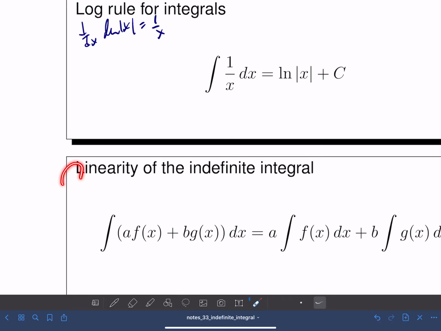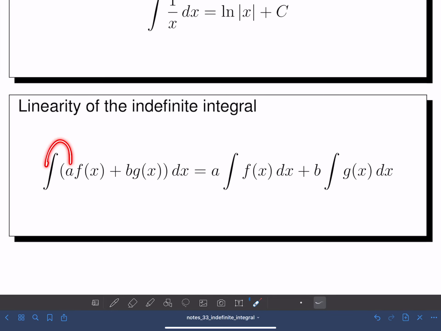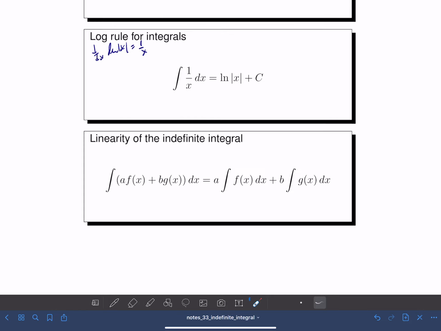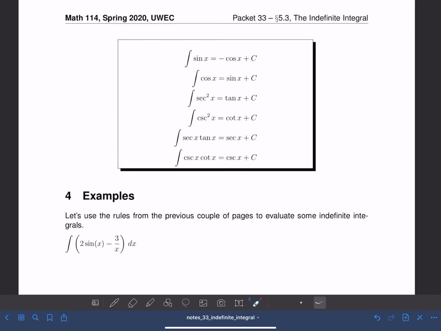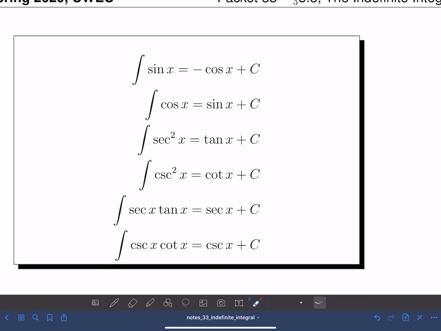And then I get to pull my constants out front of their respective integral symbols. So there was an a there and it came out front. There was a b there and it came out front. Right? This plus was inside of the integral, and now I've got two integrals with a plus. We call this linearity. This property is called linearity. One more box of these on our next page, and then we get to do some examples.